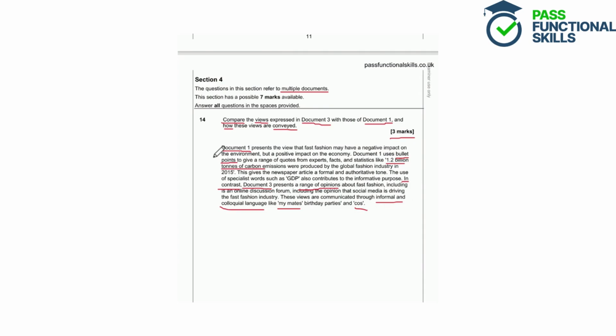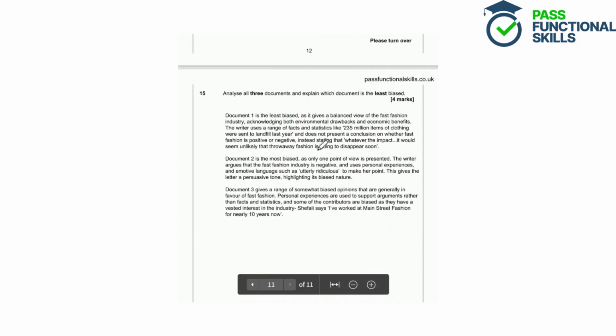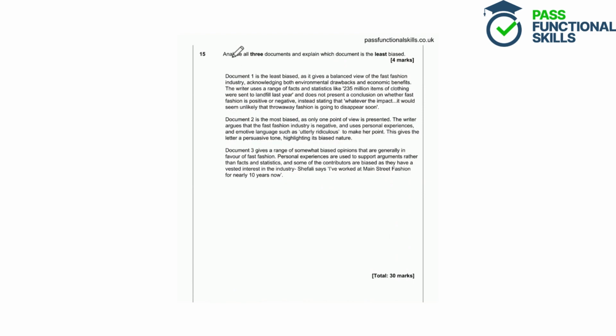Okay, so the final question of this paper is question 15. So question 15 asks us to analyse all three documents and explain which document is the least biased. And this is worth the most number of marks on the paper. So we've got a couple of things it's asking us to do here. So we need to make sure that we refer to all three documents. That's really important. And then we also need to explain which document is the least biased.